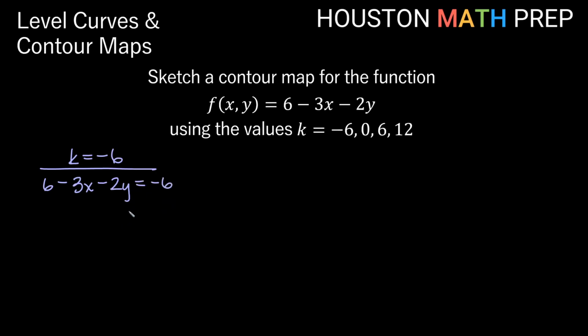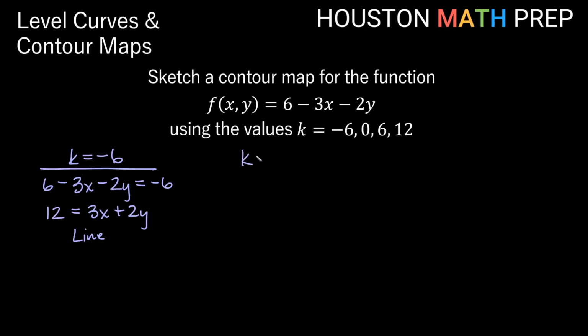And to sort of make sense of this, maybe if I add the 6 over to be with the other 6, we'd get a 12 there. And if I move my variable terms over to the other side, we get something like 12 is equal to 3x plus 2y. I think we can see this is a line. You could put this in slope-intercept form if you want to graph it, or you could use the intercepts to graph if you want, but this is a line.